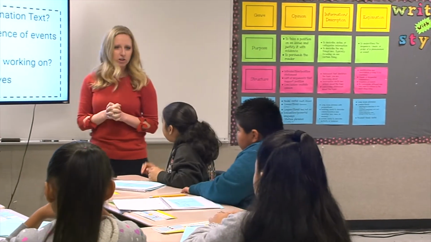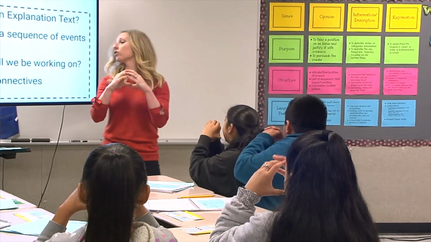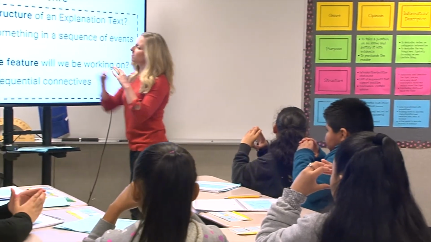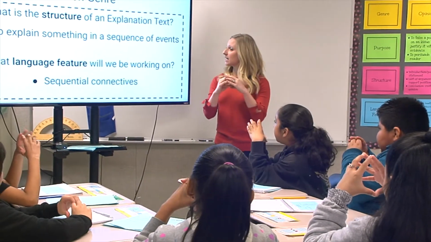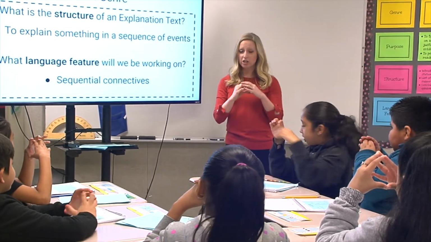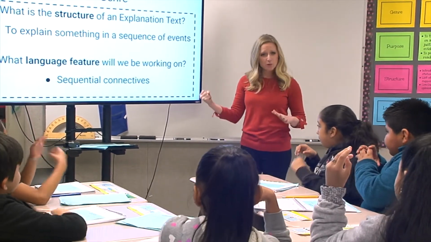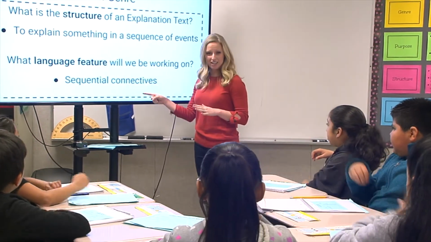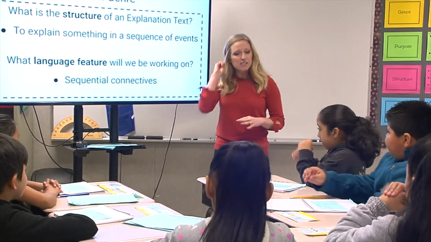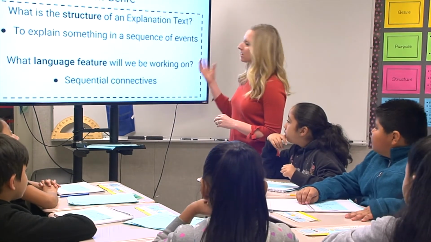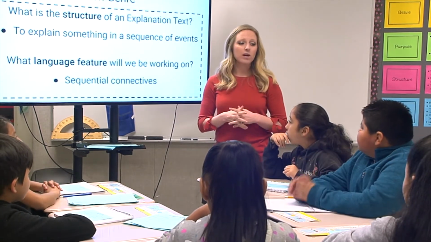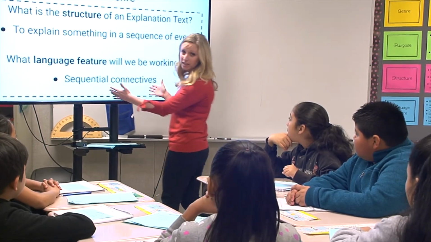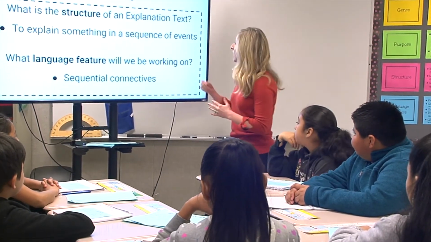Good. Show me structure. What is the structure of an explanation text? To explain something in a sequence of events. Good. And then the language feature we want to pull out and really focus on, what's that language feature? Sequential connectives. Okay? So in order for us to have this explanation genre, we got to have all these pieces. We're looking at this sequential connective that's going to connect our ideas.